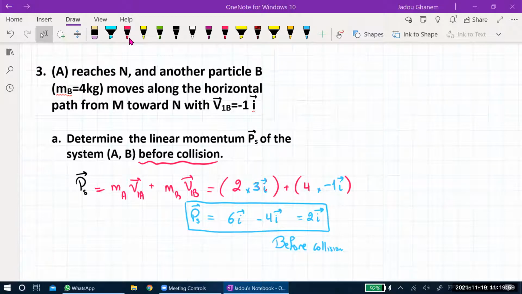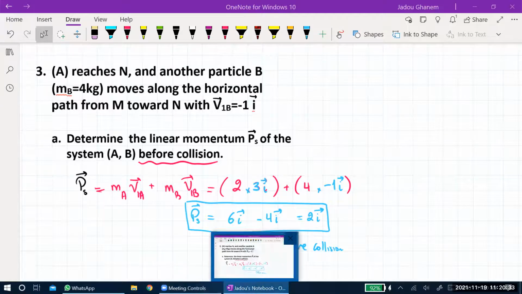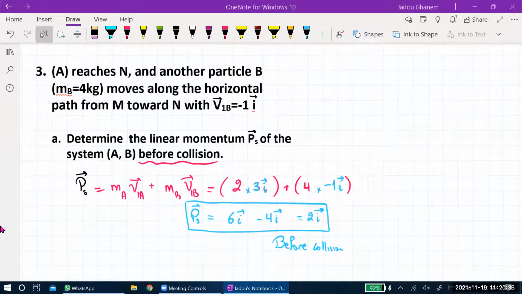Professor, a question. Yes, tell me. When they said determine the linear momentum of the system, didn't we have to do what is behind this slide that we wrote for the exam? They didn't ask us to find the velocities after collision. If they ask us to find the velocities after collision, then yes, you want to go to the slide that you are talking about. Okay. Any question, or can I go on? If there is a question, let me know.